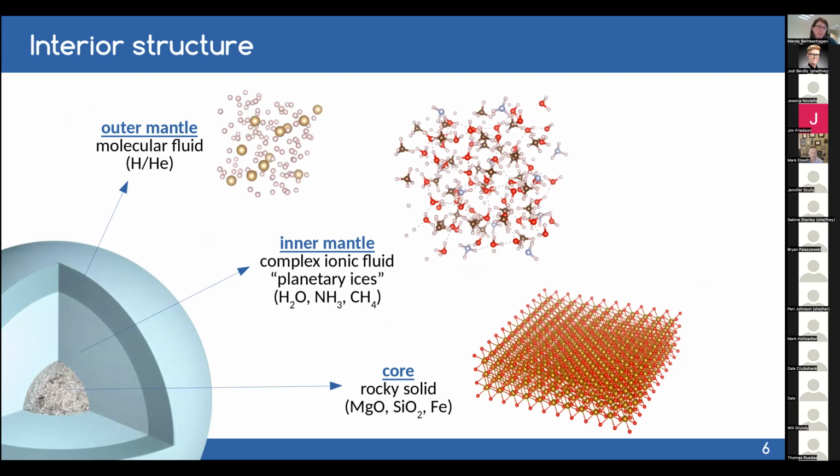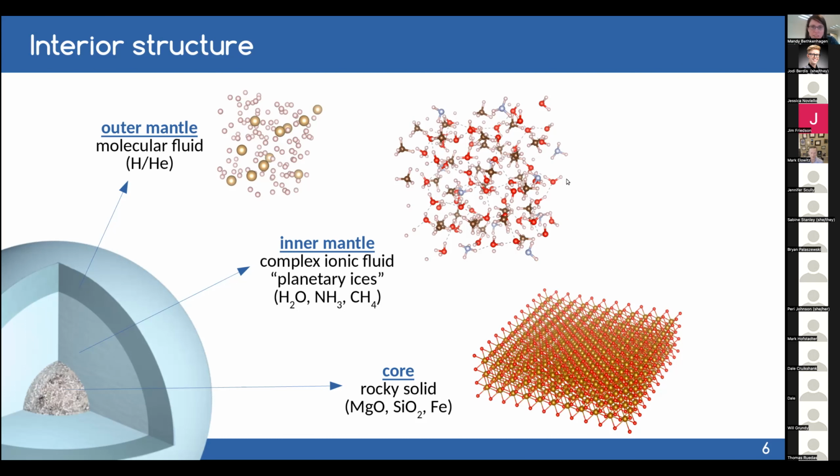So when I think about an ice giant planet, I actually see it mostly like that. I always think about it in terms of what kind of atoms there are and where to find them. We have basically three different parts. We have an outer mantle, which is dominated by hydrogen and helium.